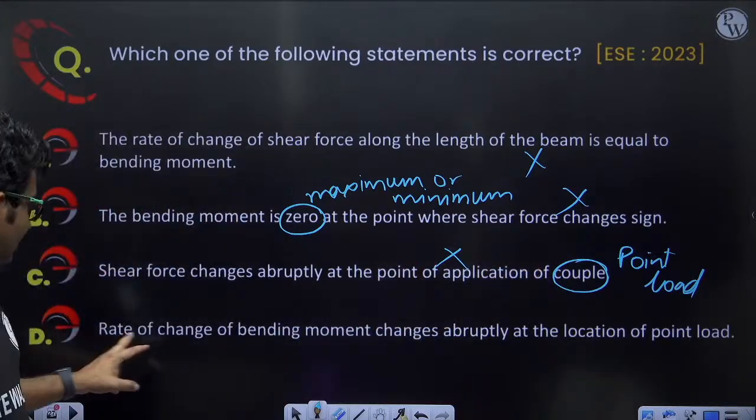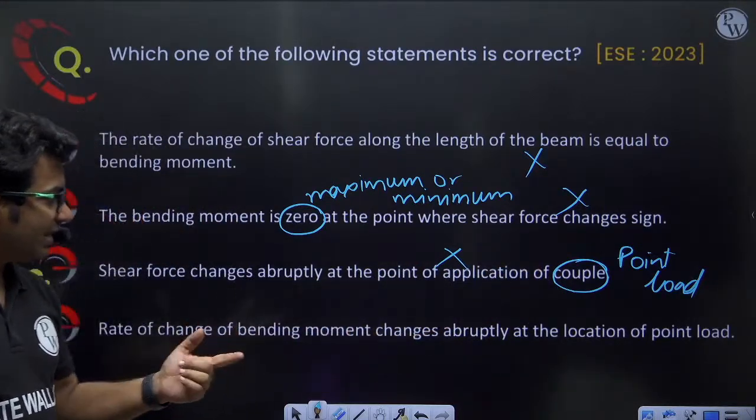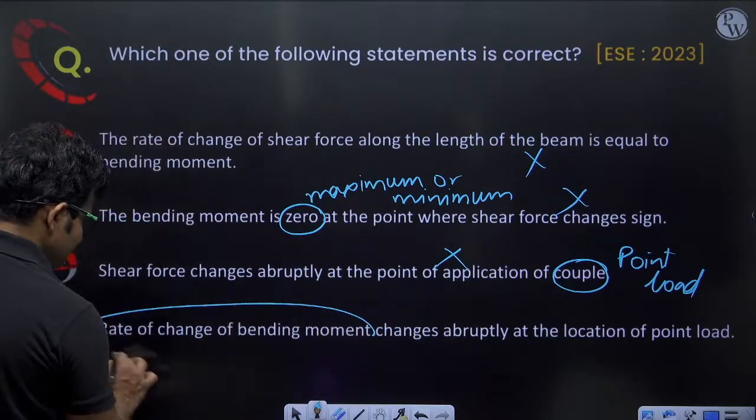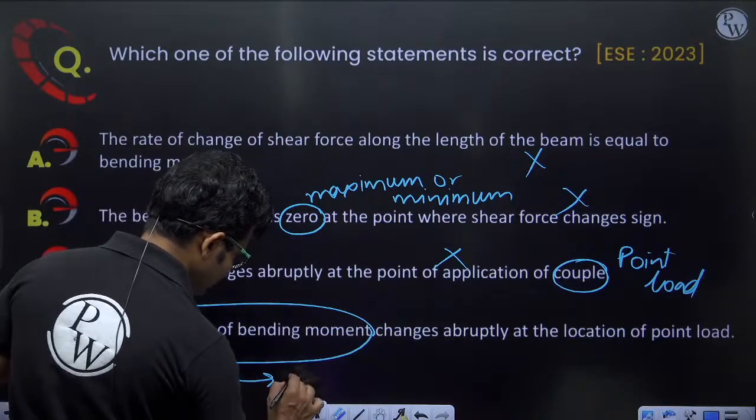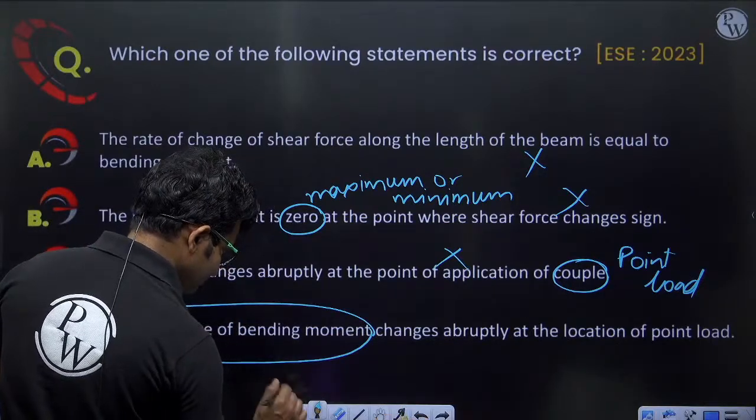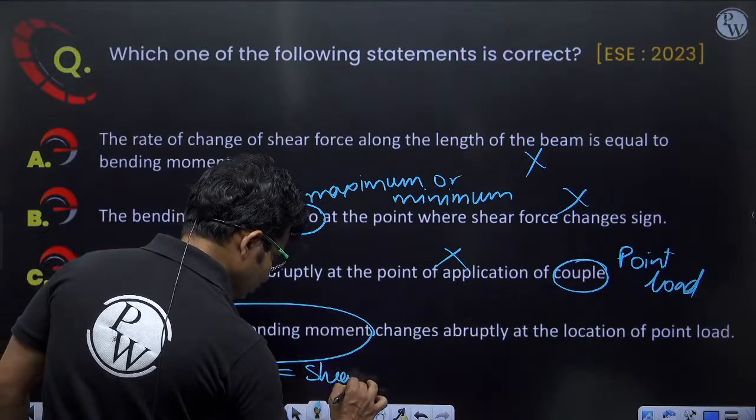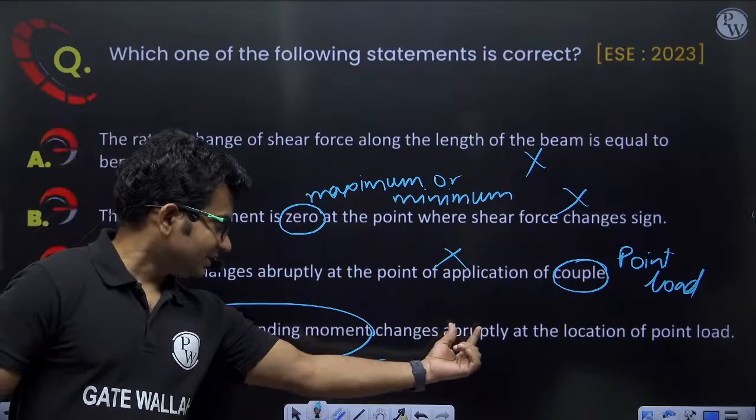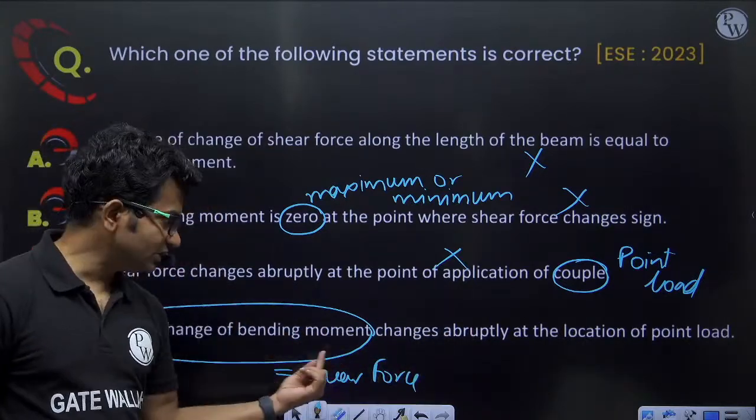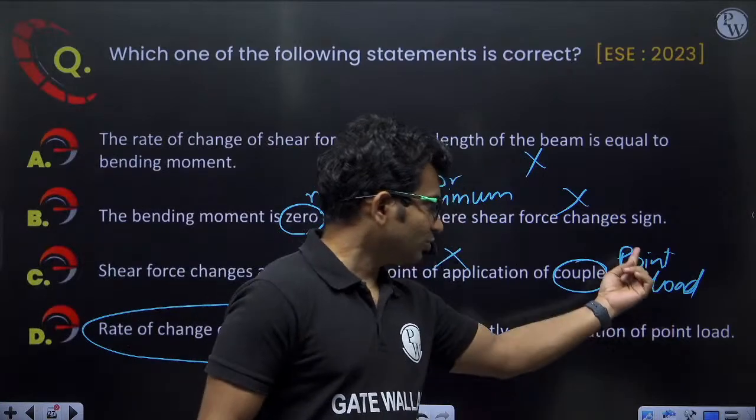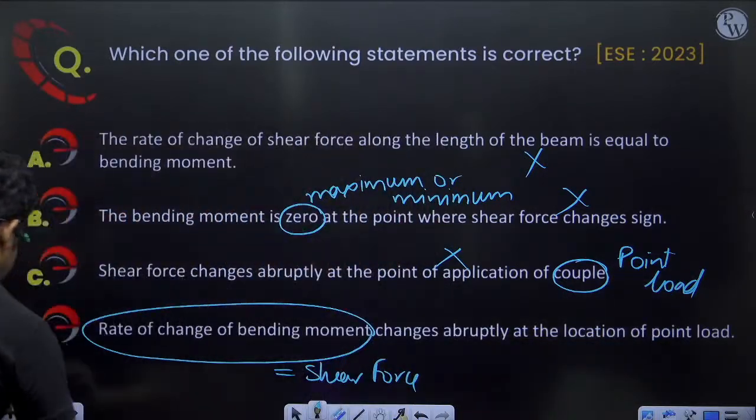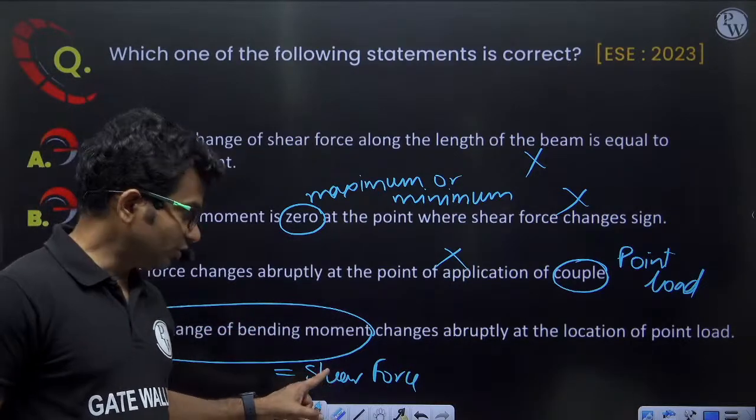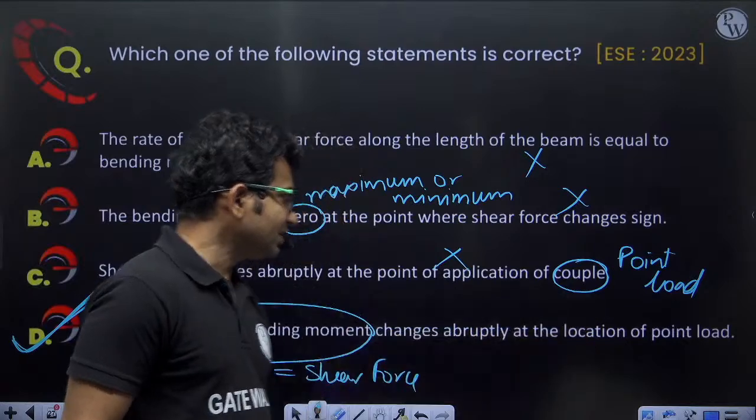Okay. Rate of change of bending moment changes abruptly at the location of point load. Okay, so what do we mean by rate of change of bending moment? This will be equal to shear force. So shear force changes abruptly at the location of point load. Yes, I have already told you. So this is the correct answer. Rate of change of bending moment will be equal to shear force.